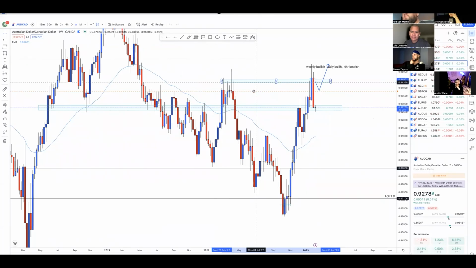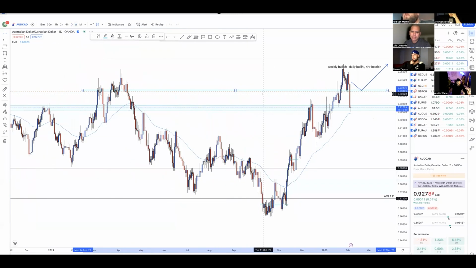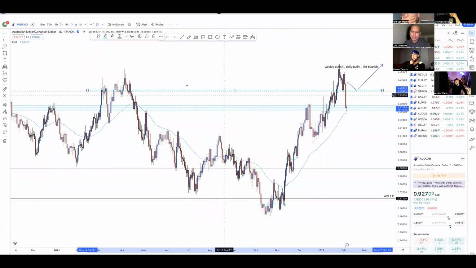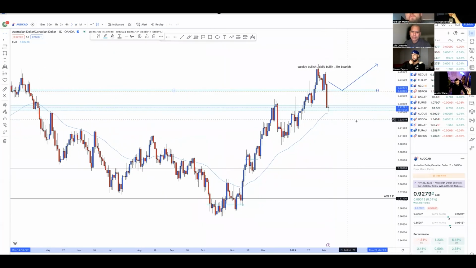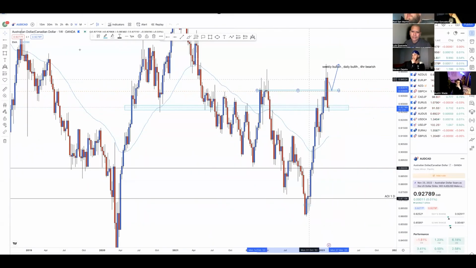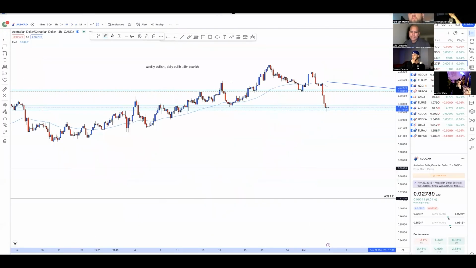Let's pop up the same zone we had here. It's definitely a valid zone, so we've got to keep it into consideration. But we know why the daily's bearish, right? Because the weekly needed this pullback to go long. Can we still take some longs?